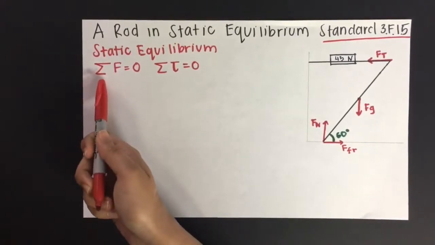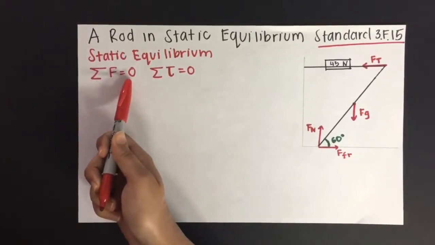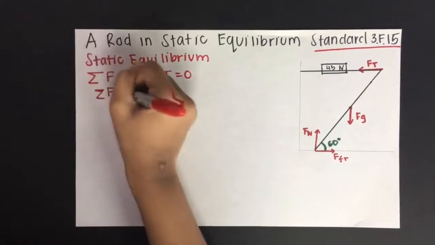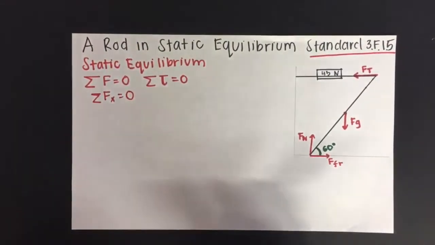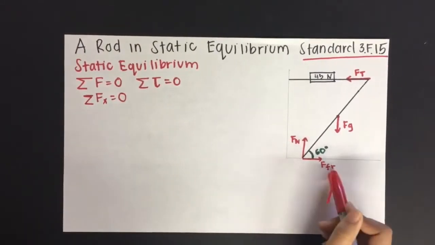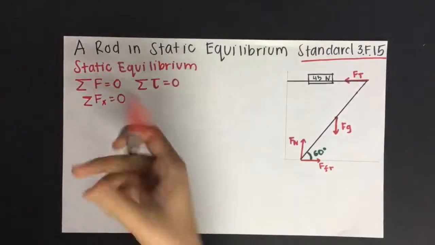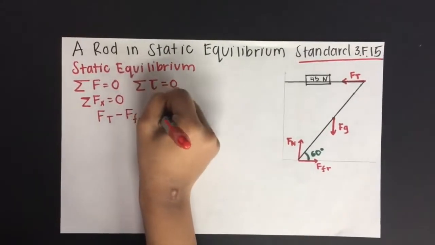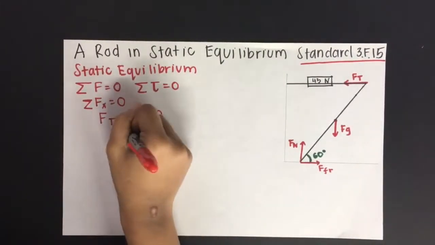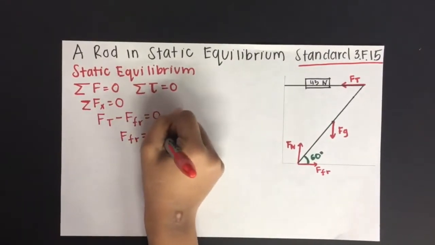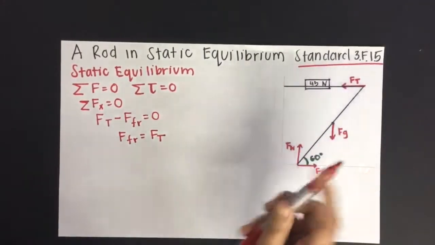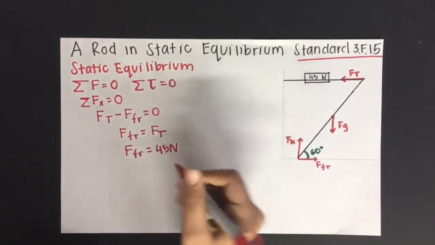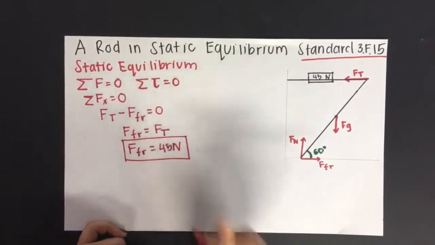Okay, so looking at the first condition of static equilibrium, the sum of the forces must equal 0. This also means that the sum of the forces in the x direction must be equal to 0. So I'm just going to write that like this. Let's look at all the forces in the x direction. There's the force of friction, which is acting opposing the force of tension. So you can write that in equation form as force of tension minus force of friction equals 0. Solving for the force of friction, we get force of friction equals force of tension. The force of tension is given to be 4.5 newtons, so we can replace that. And then we get the answer to our first part of the problem.